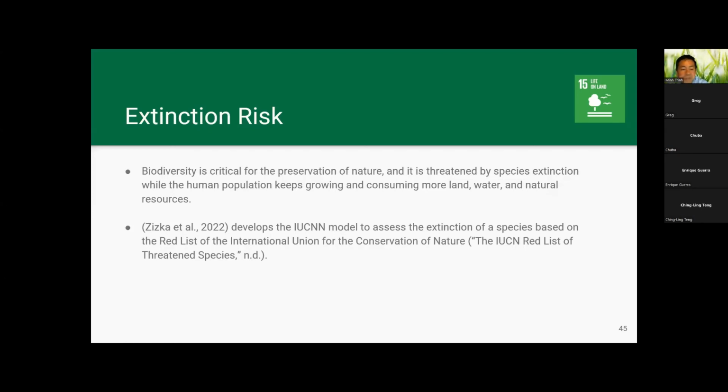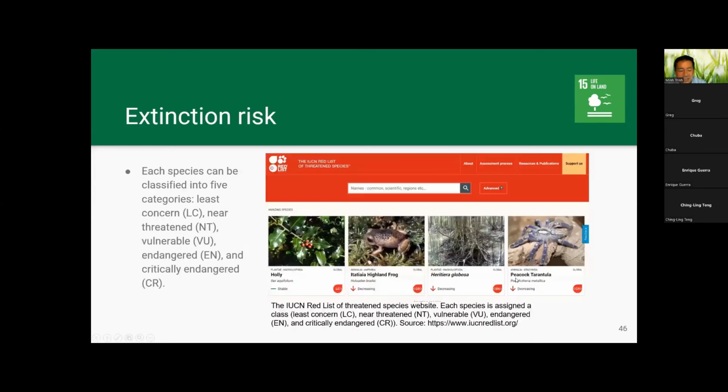We talk a lot about biodiversity for land use. There's a website. This is also free access, of the IUCN. I forgot the name, but we'll see maybe on the next page. It's the International Union for the Conservation of Nature, to assess the extinction of species based on the Red List. So in the past, that was done kind of manually.